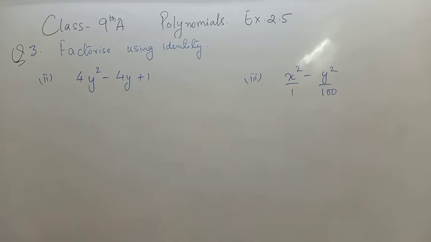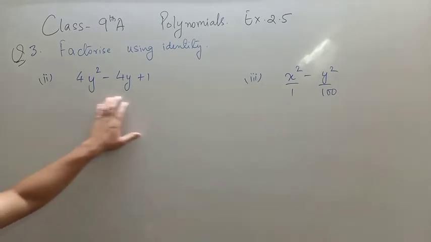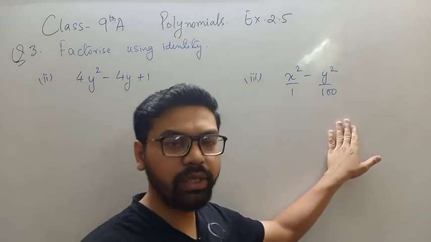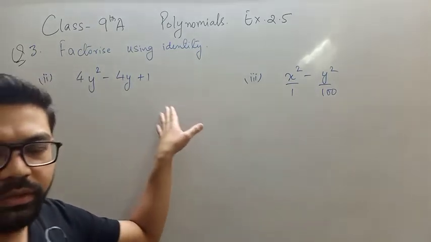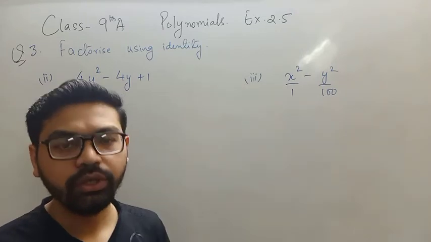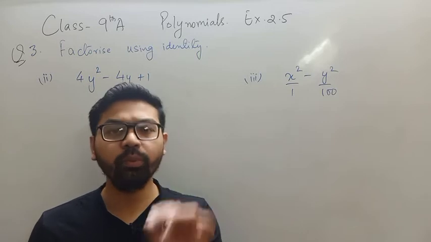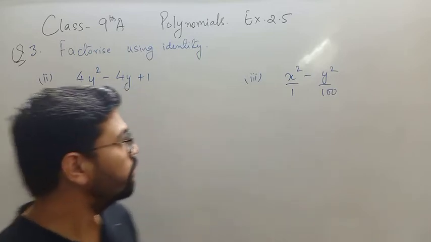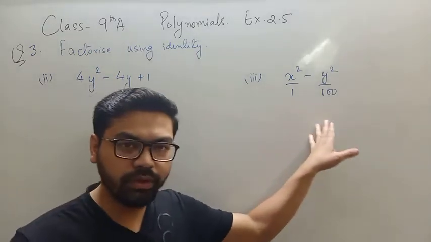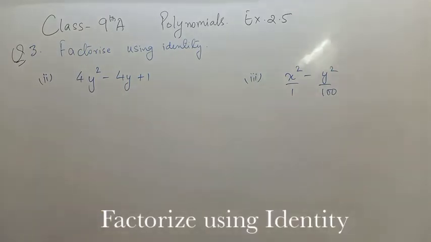Now see the third question of your exercise. Factorize using identity. Now you have some mathematical expressions, and you need to factorize these algebraic expressions using appropriate identities. Now how to solve this?